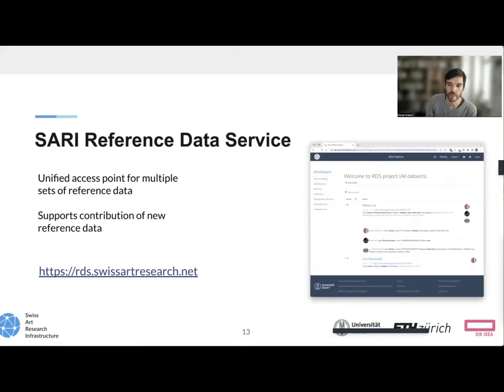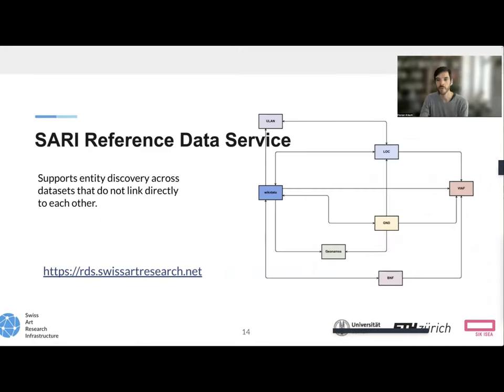And what we also support is adding new reference data. This is, for example, in a scenario where we discover entities in your archive, in your collections, that do not exist yet in any other reference data. You can contribute those, but you can also contribute data that links to existing entities. And this is then a mechanism that we use to discover the same entities across collections.